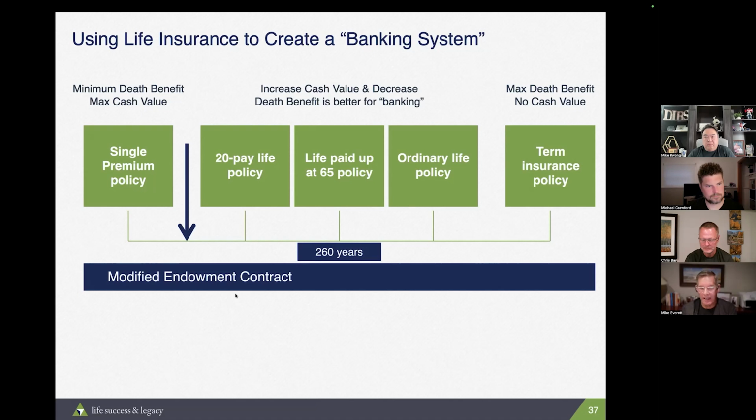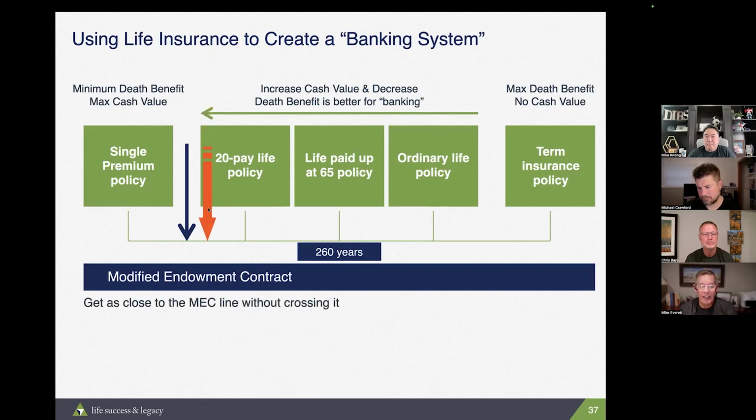Now, 260 plus years, there has been one major change. It happened in 1988. This is the beautiful thing about what Nelson discovered. He realized that you could actually take the old school whole life insurance policy and you could increase the cash value and decrease the death benefit because it works better for banking. Now, it is whole life insurance. I cannot stress that enough. It is dividend paying whole life insurance. So this is exactly what Nelson taught me, which now we teach you.